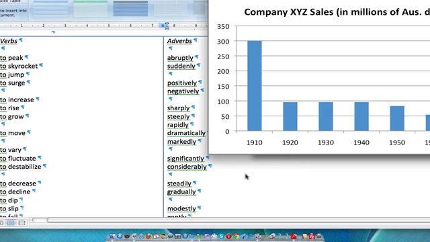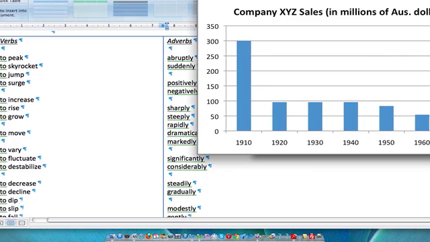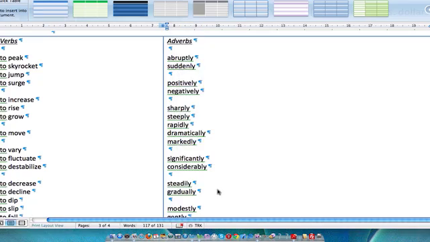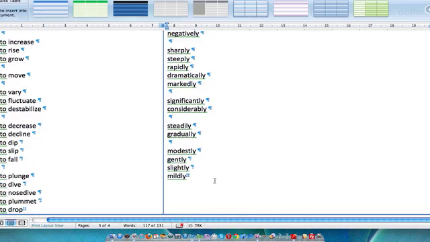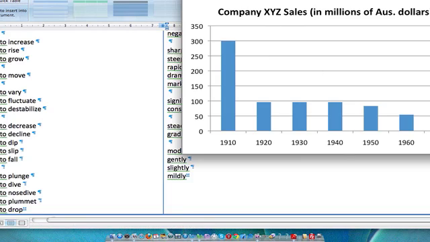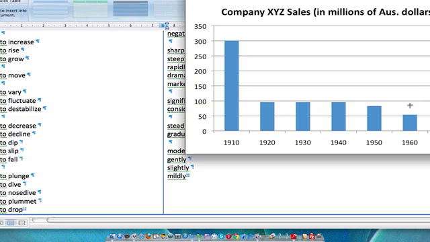Steadily, gradually. Okay, so the sales experienced negative growth, and we could say that between 1940 and 1970, sales declined steadily. Modestly, gently, slightly, mildly. And so these words we would probably want to reserve for describing, say, differences between a 1960 and 1970 figure. So the figures fell slightly.